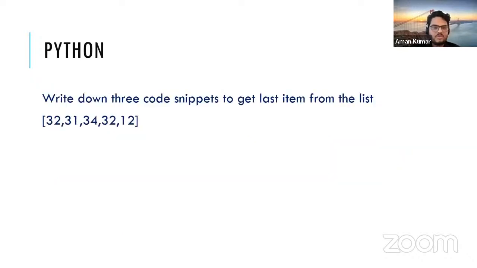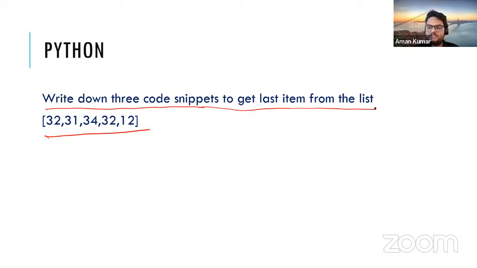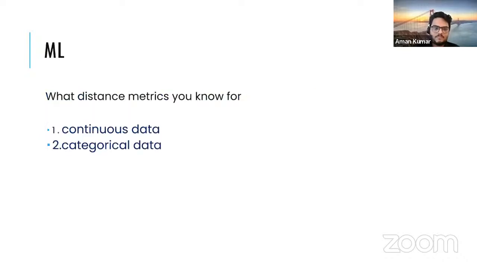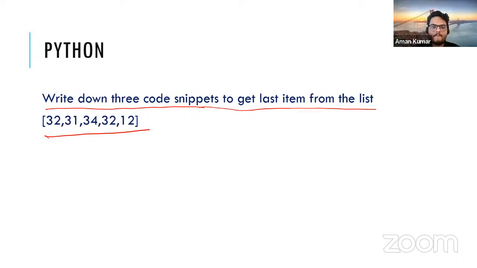So one small Python assignment here for you. I want you to give me 3 code snippets to get the last element from this list. 3 different ways of doing the same thing. You can start writing. Everything is a one liner. Yes, I agree with what Abhishek Mitra is saying. That is approach 1. Other approaches?